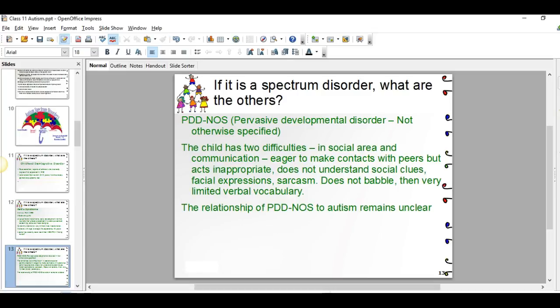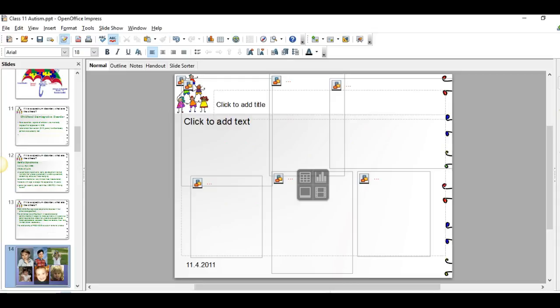The relationship between PDD-NOS and autism remains unclear. It seems that those were children who would not fit into the typical categorization of autism, so they came up with a new category and with a new label for them.